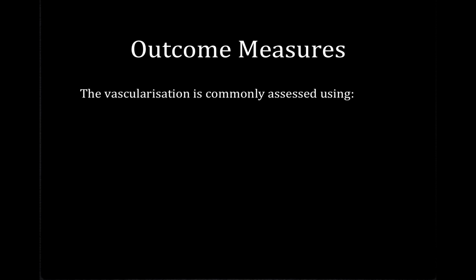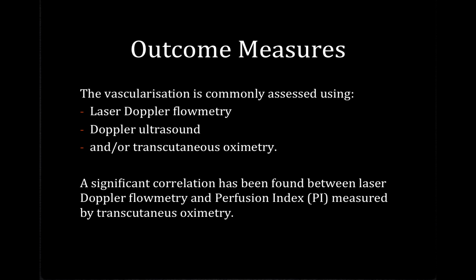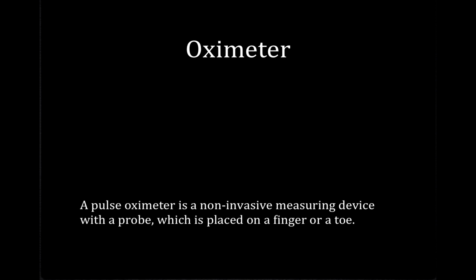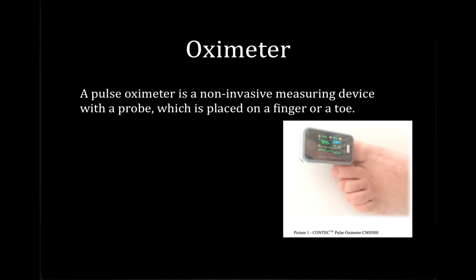The vascularization is usually measured by laser Doppler flowmetry, Doppler ultrasound, and or transcutaneous oximetry. A significant correlation has been found between laser Doppler flowmetry and perfusion index measured by an oximeter. An oximeter is used in this study. It is a non-invasive measuring device with a probe which is placed on a finger or toe.